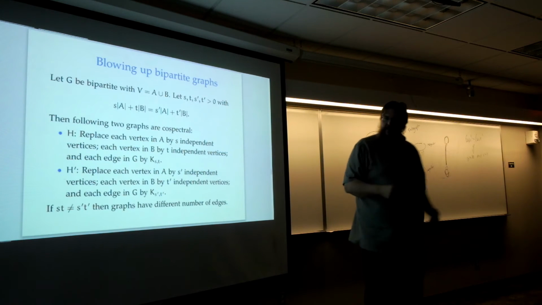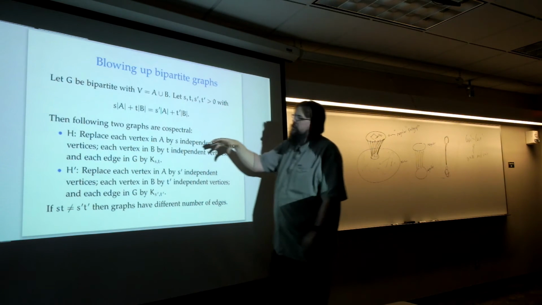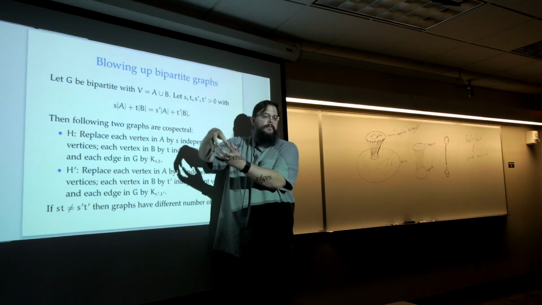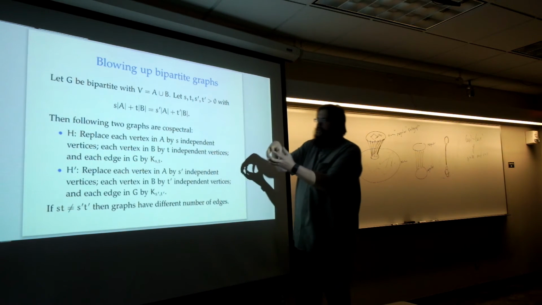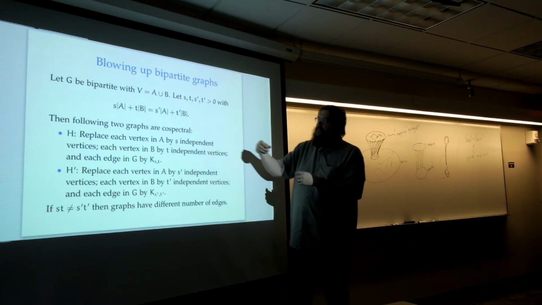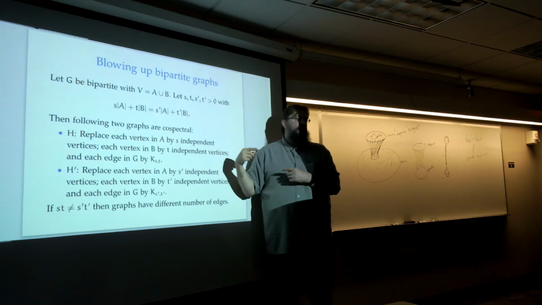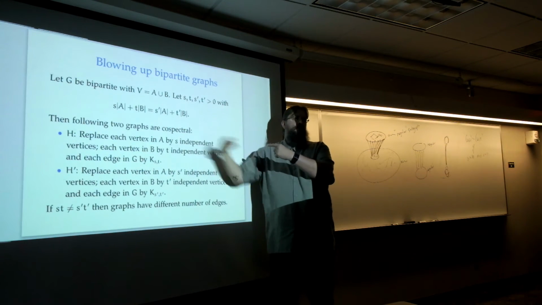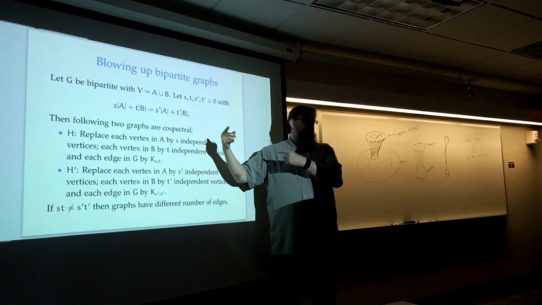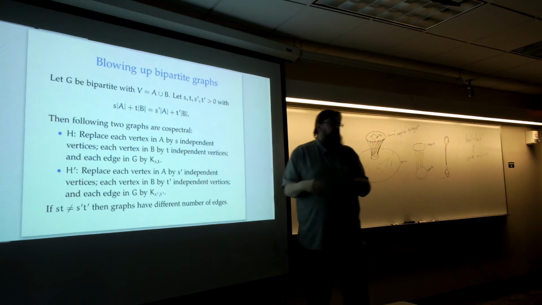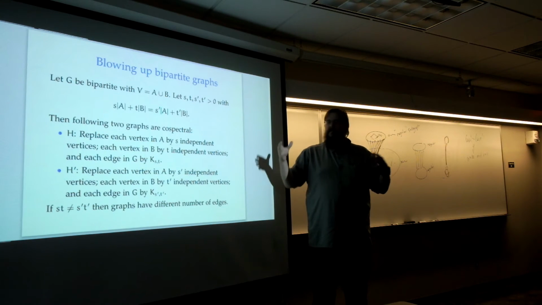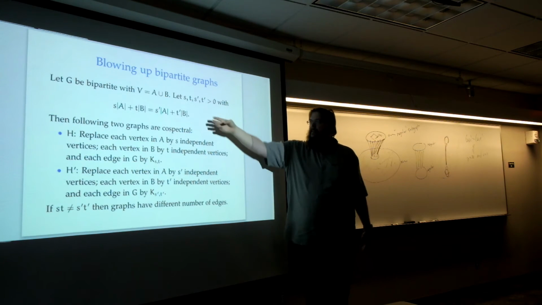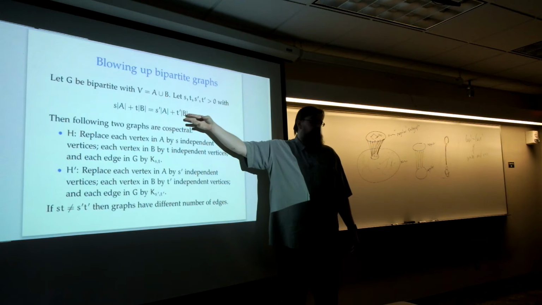You come to your graph, and every vertex in A, you blow it up to S independent vertices. Every vertex in B, you blow up to T independent vertices. And if there was an edge between those pairs of vertices originally, now you put in a complete bipartite graph. Do the same thing with S prime and T prime. The moral is the following. The number of vertices in your two new graphs are the exact same. That's what this one condition guarantees.